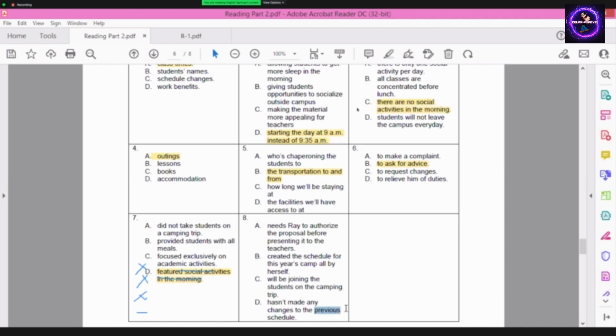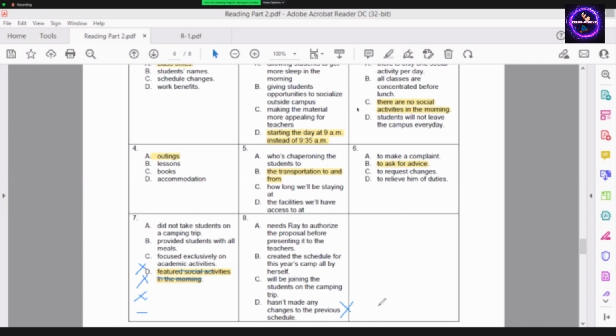Previous schedule means previous year's schedule. Last year's schedule. Okay, yeah. That will be eliminated because they made a lot of changes. Correct. They kept the sightseeing in the afternoons. Indeed. Will be joining students on the camping trip. Doesn't say anywhere.